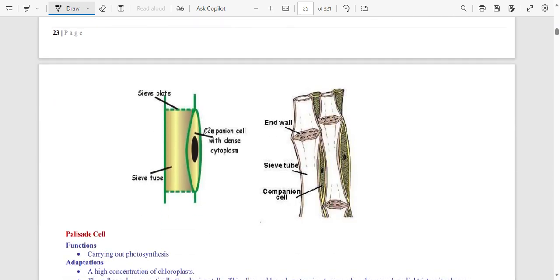You can see how the structure is. We have got a companion cell. Each cell has also got sieve plates. You can see some sieve plates there. They are more like the way a mosquito net is. It can allow things to pass through there. That's how they are. You can see this is a companion cell, and then this is the end plate, the sieve end plate here, which can allow things to pass through.